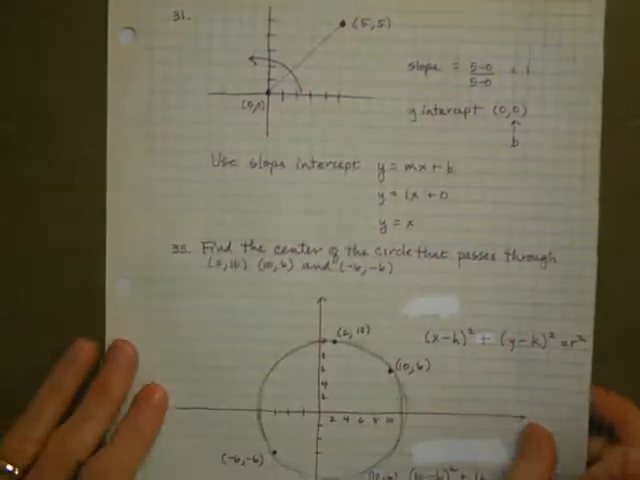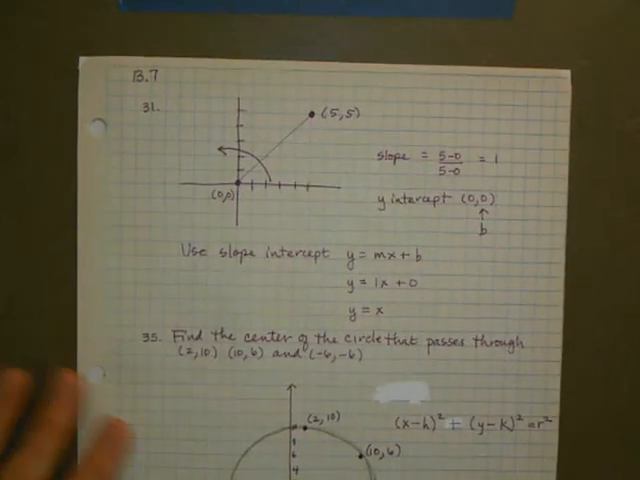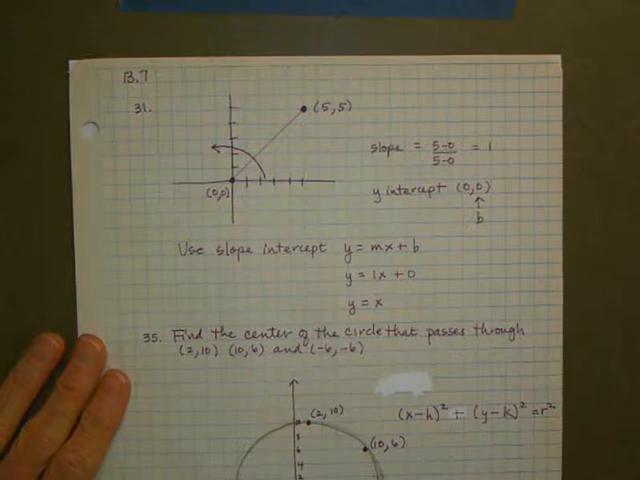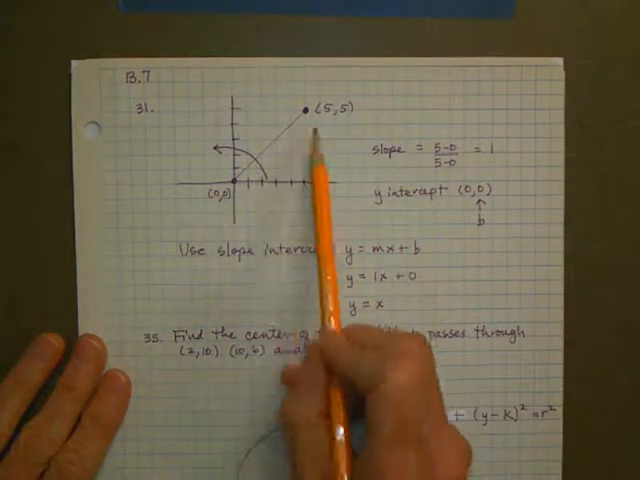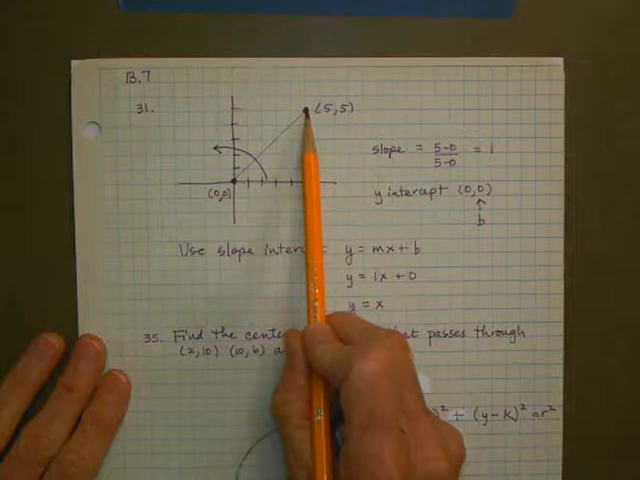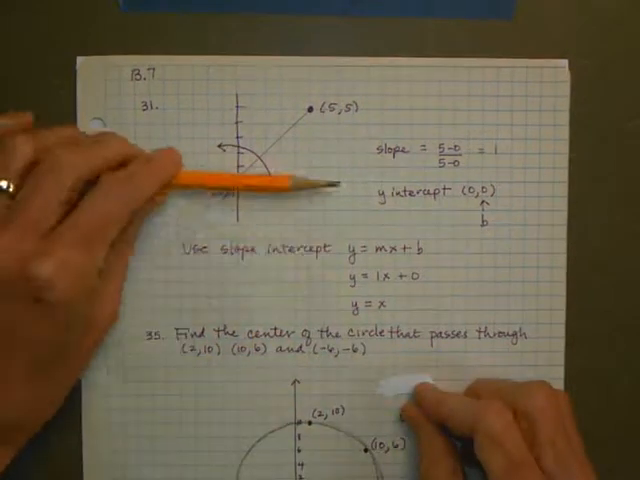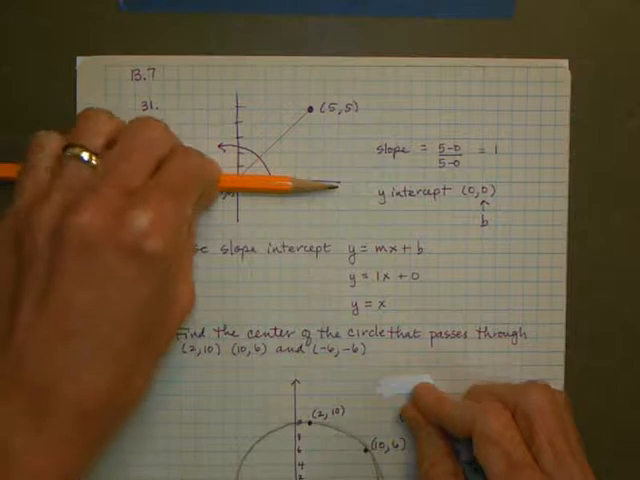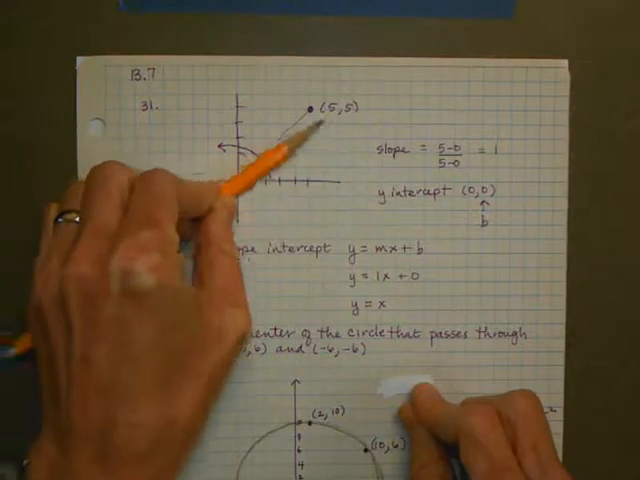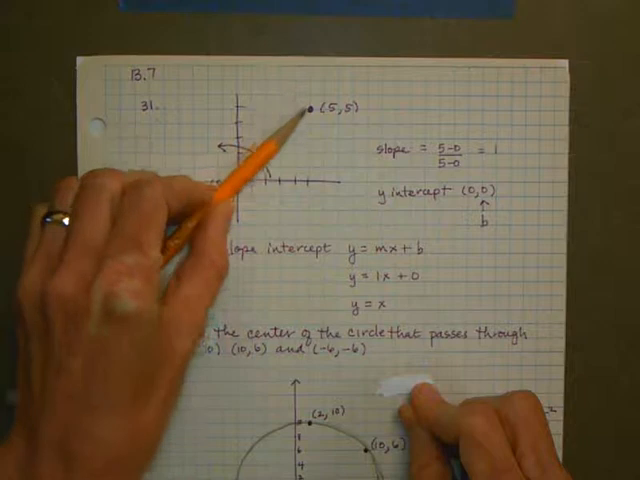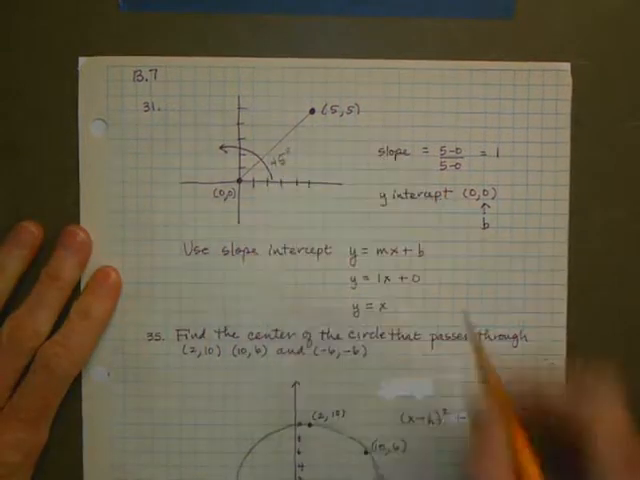Okay, 31. This one's not too bad. I need to find the equation of a line that passes through the point (5, 5) and makes a 45-degree angle with the x-axis going counterclockwise. So counterclockwise is like this. I need this line here to be 45 degrees, so from here to here is 45 degrees. Okay, so there I go.